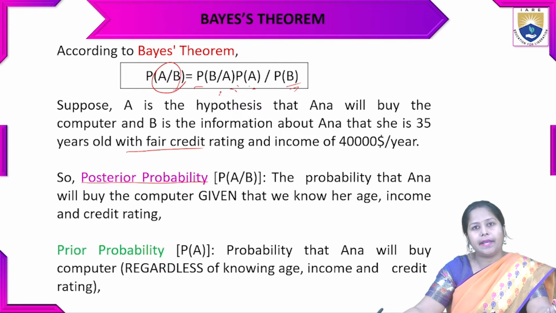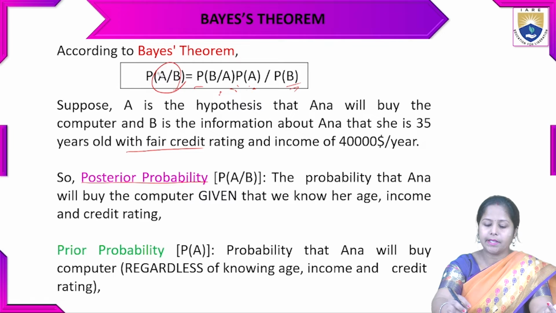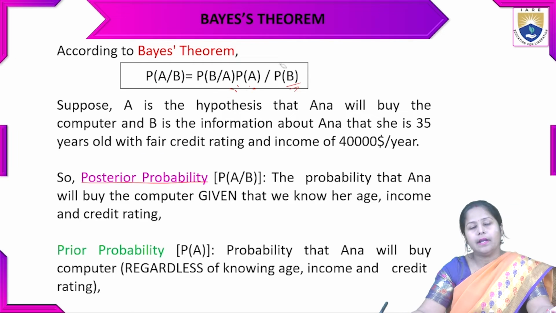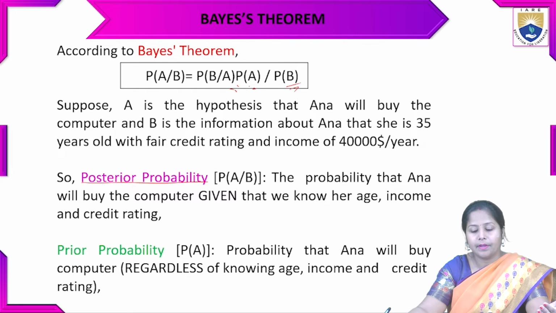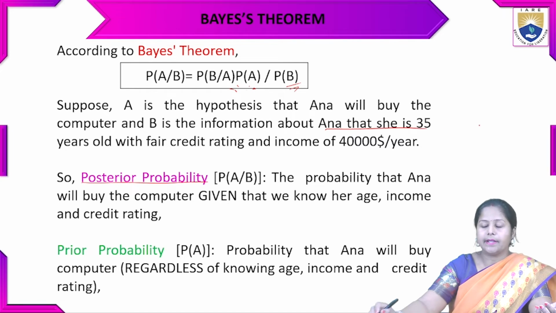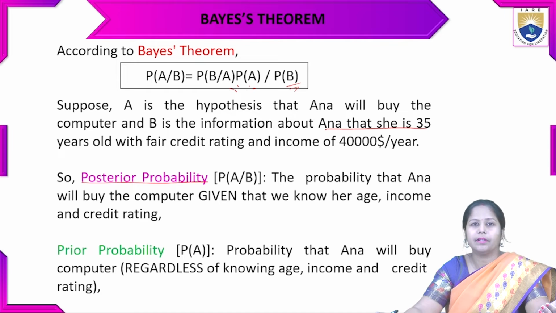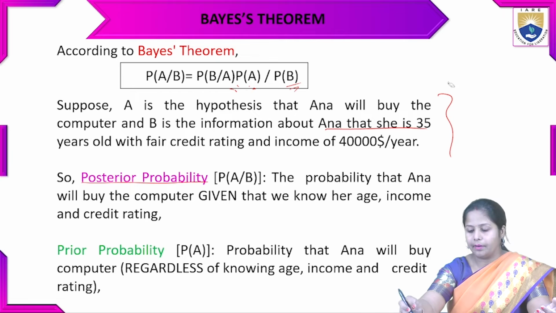Suppose we are taking A as the hypothesis, right? And what is B? B is the information about the person. If Anna is a person who will buy the computer, that will be the hypothesis A. And B is the information about that person, on some basis. What is the basis? Anna is a 35-year-old lady, she has a fair credit rating, and she has an income of $40,000 per year. So that will be the condition for Anna, right?